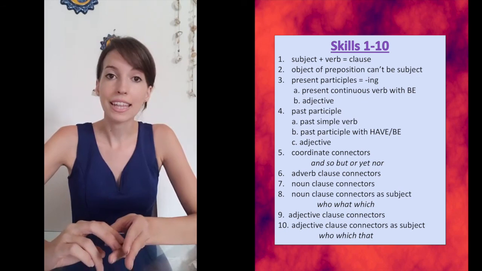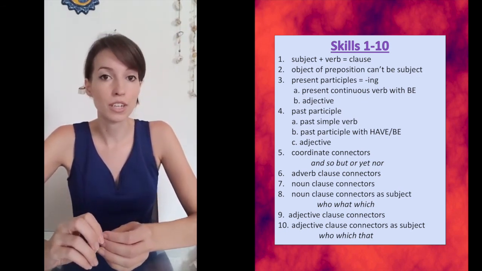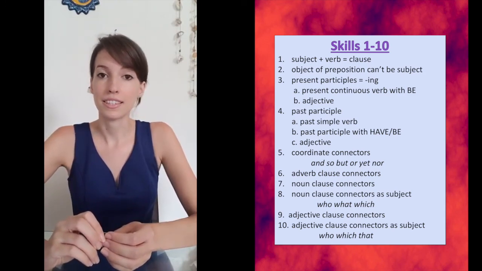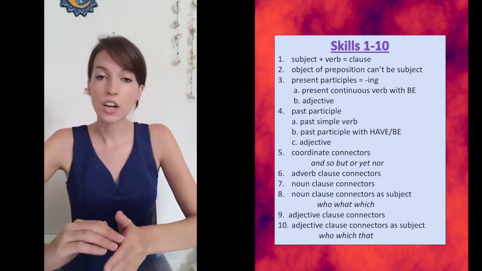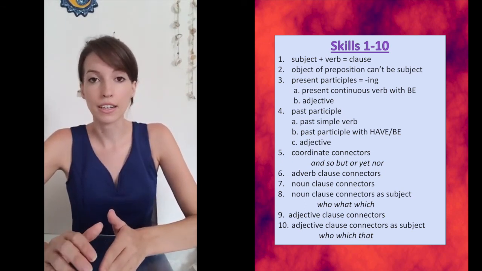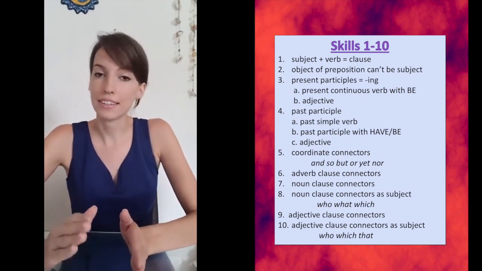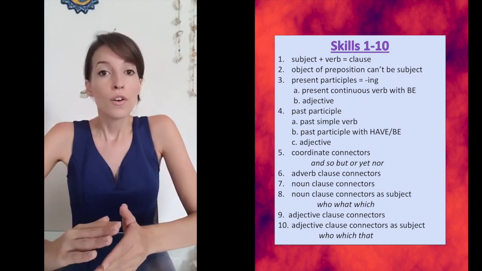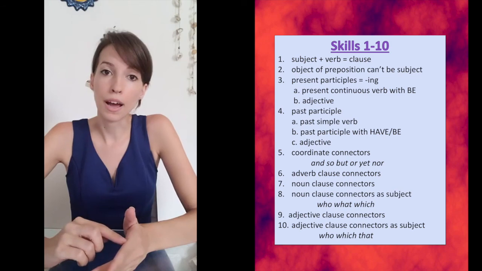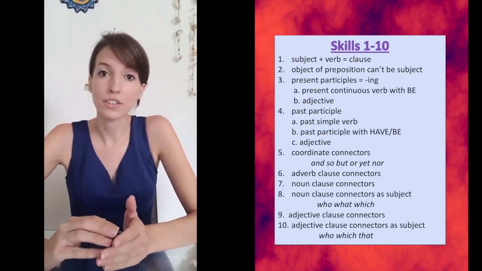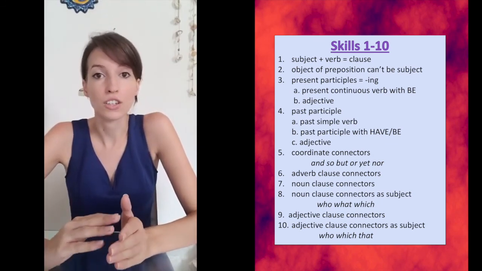Remember, for Skill 8, these words can be both the connector and the subject in the sentence. Then Skill 9 is adjective clause connectors, and Skill 10 is adjective clause connector subjects. Once again, these can be both the connector and the subject of a sentence. For these skills, the ones about connectors, you really want to memorize what connectors are used for each, so that you can identify the connector on the exam.